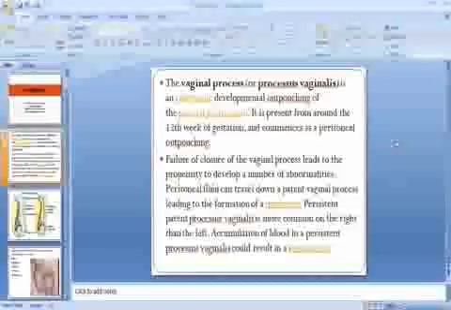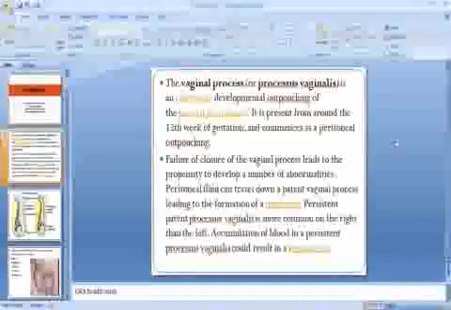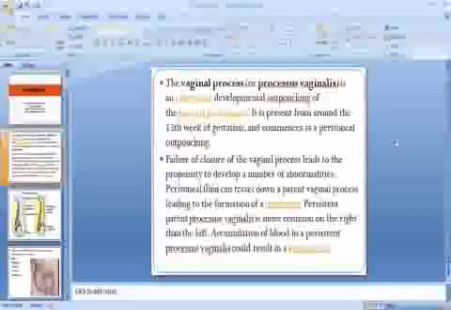Failure of closure of the vaginal process leads to a propensity to develop a number of abnormalities. Peritoneal fluid can travel down a patent vaginal process, leading to the formation of a hydrocele. Persistent patent processus vaginalis is more common on the right than the left. Congestion of blood in a persistent processus vaginalis results in hematocele.